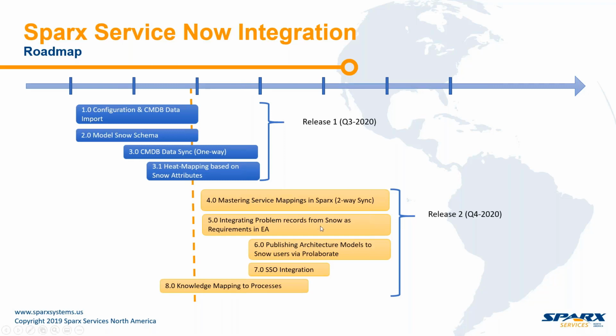So we're working on how do we make EA content available to ServiceNow users through Prolaborate, and then how do we integrate through SSO so we don't have any challenges jumping back and forth between systems. So these are some of the key features that are coming out over the next few months that we wanted to share with you guys. There's some level of integration available today. You're going to see a lot more of it coming soon.